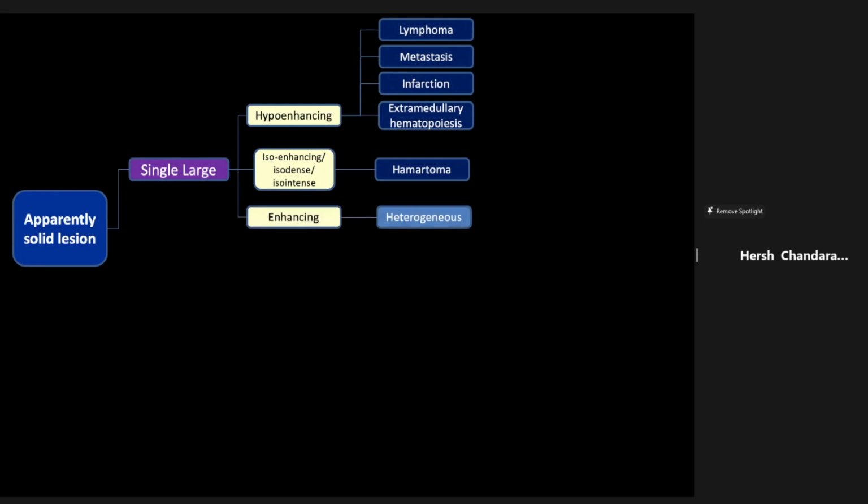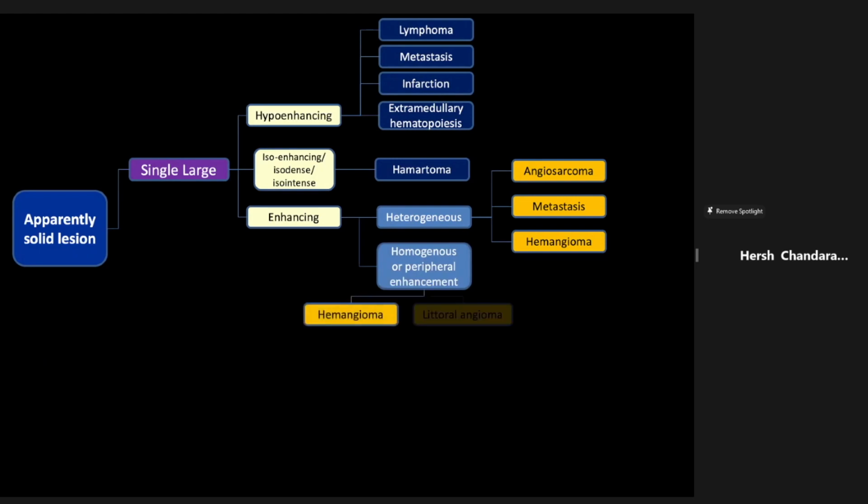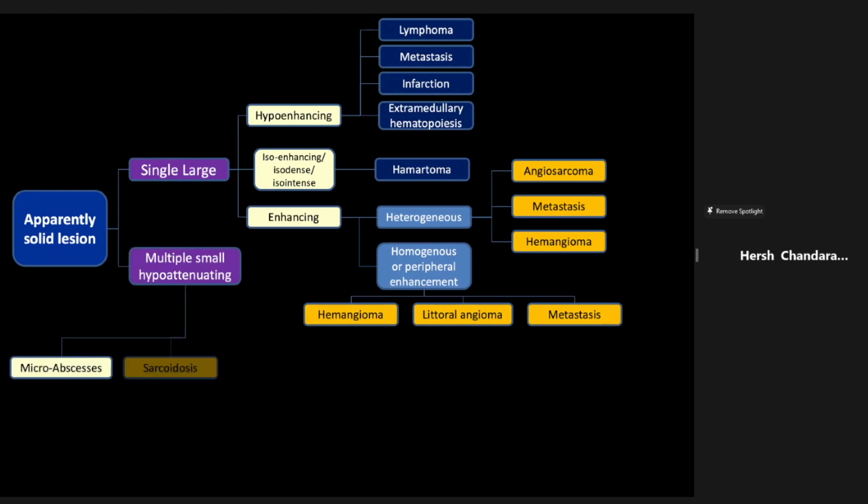If it's enhancing, look at the pattern of enhancement. If it's a heterogeneous and large mass, like what we saw, think about angiosarcoma. Metastatic deposits also can be heterogeneously enhancing based on the nature of the primary tumor. Hemangioma, the capillary hemangioma, is typically small and homogeneously enhancing. The larger one can be cavernous hemangioma, which can have peripheral enhancement as well. And then if you see homogeneous peripheral enhancement, think about those entities again. This can be different from the common liver pattern of hemangioma. And then very rarely, littoral cell angioma. I have a case, but for the sake of time, I didn't show it.